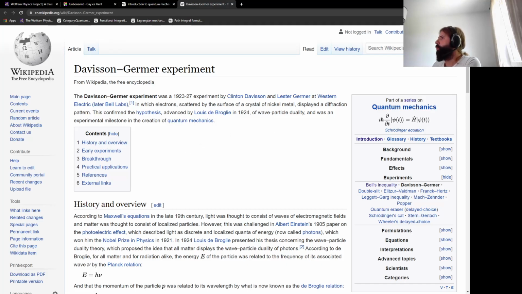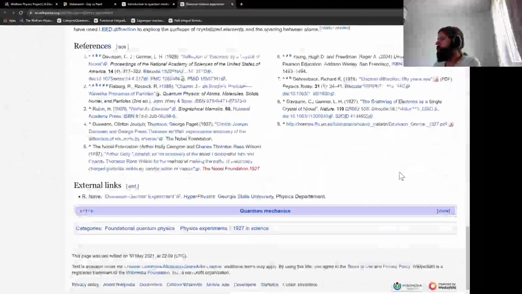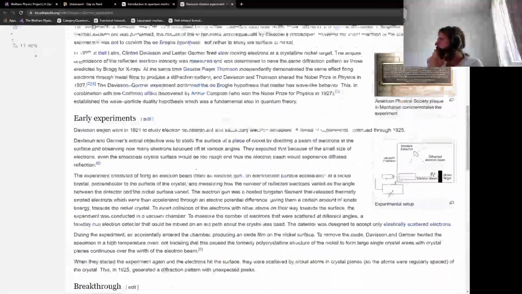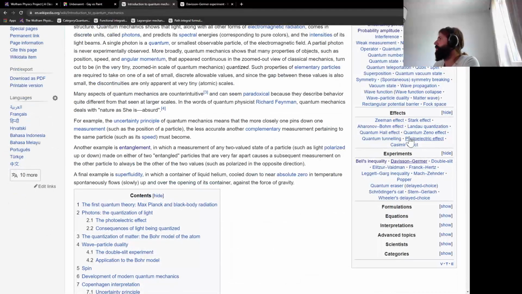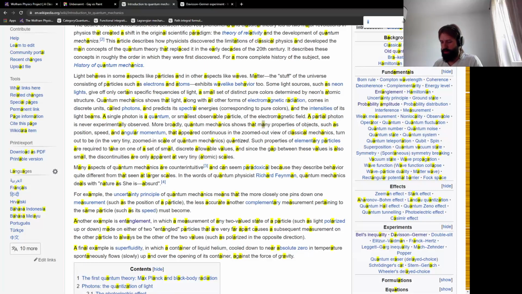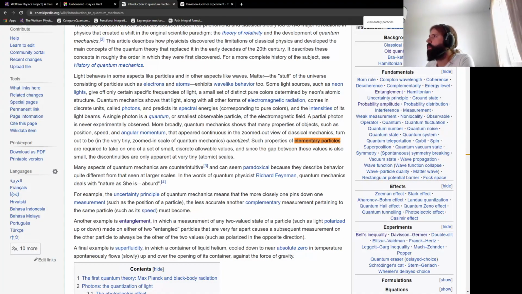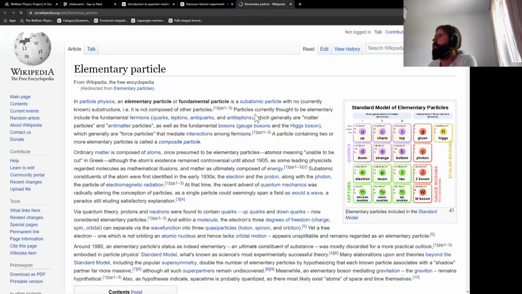So maybe the wave-particle duality would be an interesting thing to take a look at. But I don't see anything of things like elementary particles and stuff like these. Oh, look at this. Elementary particles.